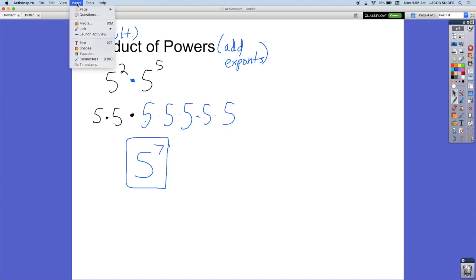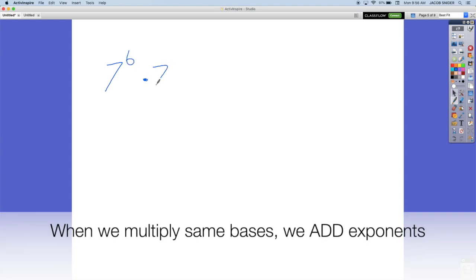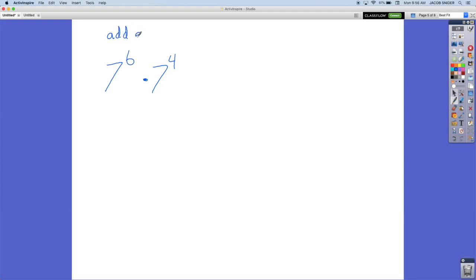Okay? Does that kind of make sense? Let's do a couple examples with it. So let's do another one. Let's go with, I don't know, 7 to the 6th times 7 to the 4th. Okay, so if I expand it out, remember I could figure out how many there are, but I would just want to add my exponents. Keep my bases the same because they're alike. So 7, add my exponents, 6 plus 4 equals 7 to the 10th power.